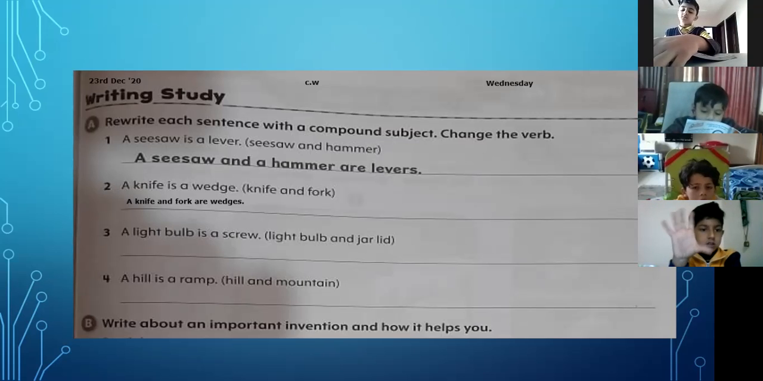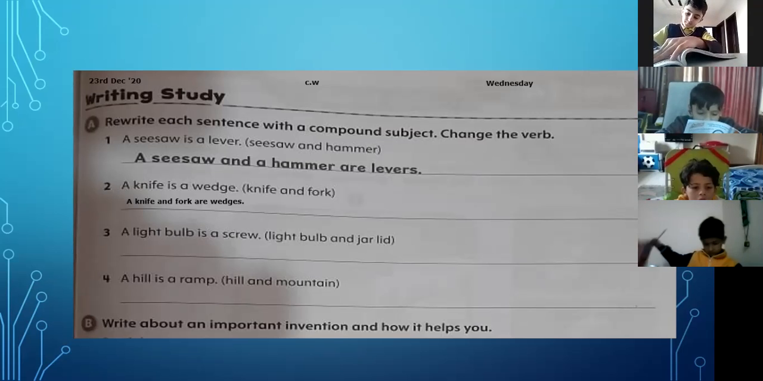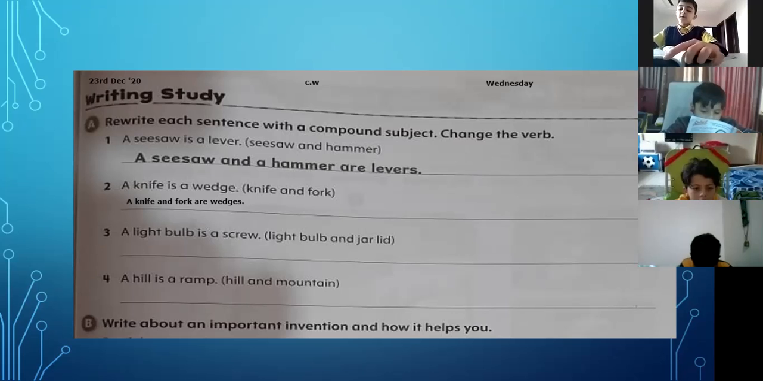Yes, beta, a light bulb is a screw. So the bracket words are light bulb and jar lid. How would you make a sentence by using multiple subjects? You have to change the sentence. When you say a light bulb, it is only one subject, but when you say a light bulb and jar lid, it will be multiple subjects. A light bulb are jar lid. What else? Complete the sentence.